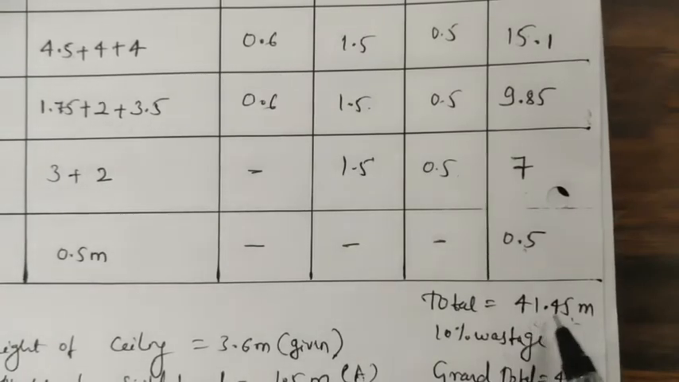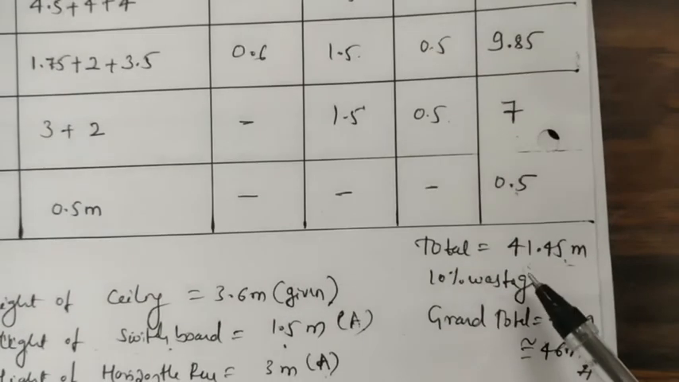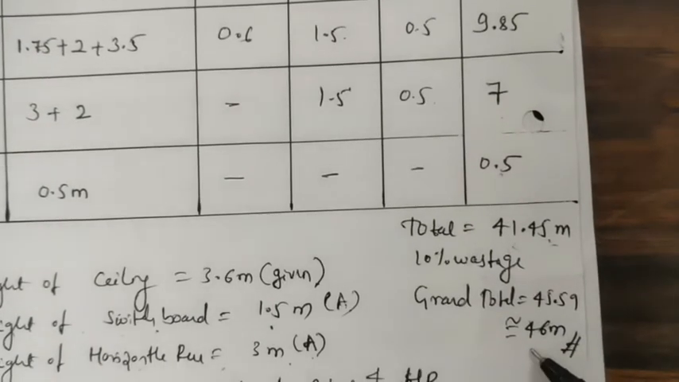This is the total length of pipe. Plus we have to consider the total wastage, 10% wastage. If you add it, you will get 45.59. Then I round off to 46 meter. So this is the total length of pipe.